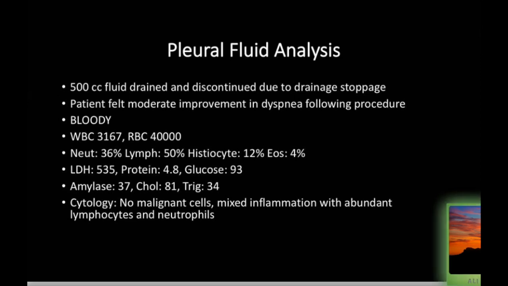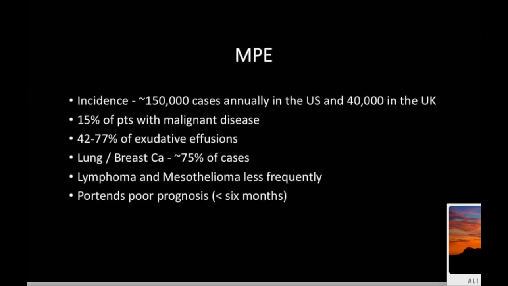The WBC count was 3,167, RBCs 4,000, and about 50% lymphs, 36% neutrophils. LDH was 535, protein was 4.8, glucose was 93, amylase was 37. And the cytology was negative. No malignant cells were found in the pleural fluid. So that sort of brings us to a point where, do you really have to see malignant cells? And if you don't see, what do you do next?